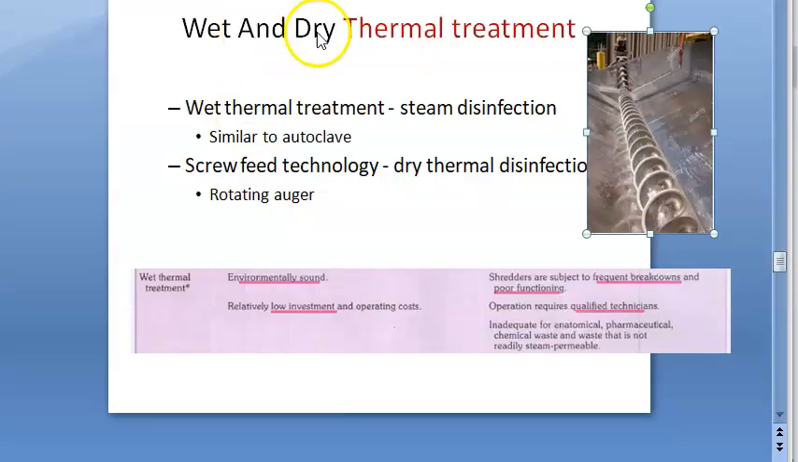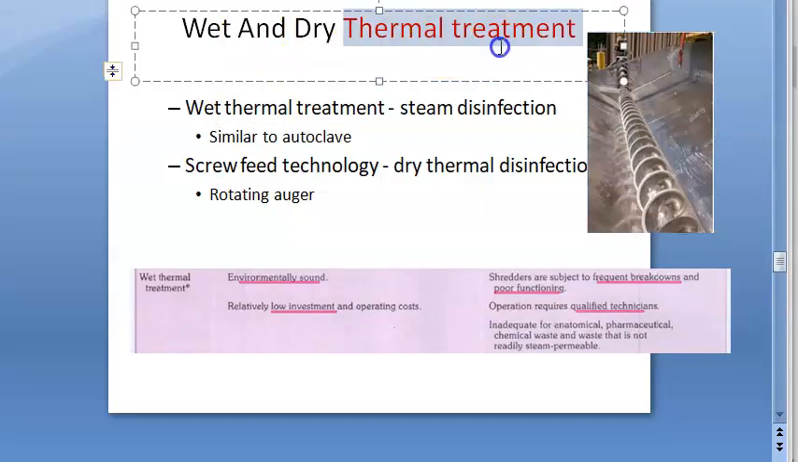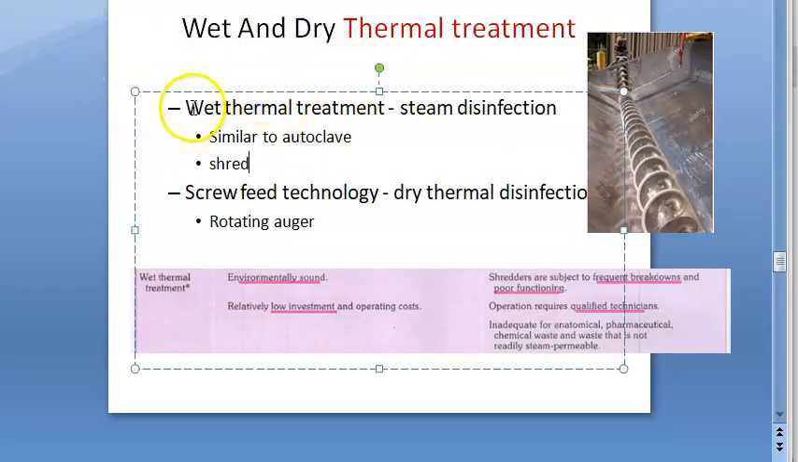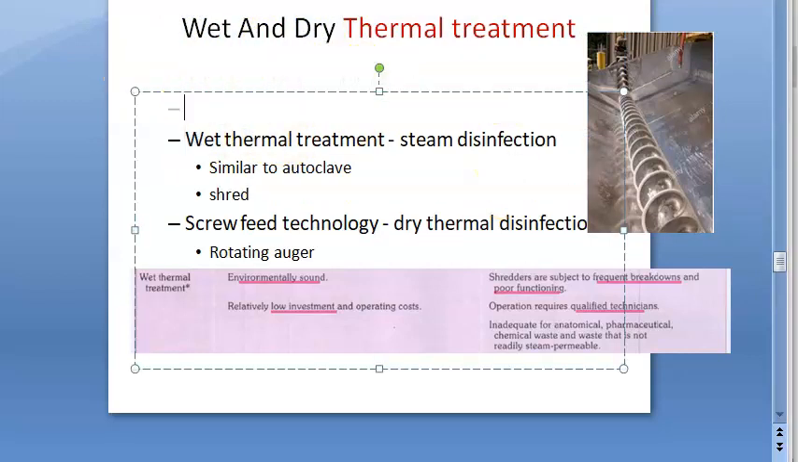Moving on, guys, wet and dry thermal treatment. So this is nothing but thermal treatment. You can have wet thermal treatment or dry thermal treatment. Remember, you will always shred, okay? First you will shred and then you will give thermal treatment. Wet thermal treatment means what? Steam disinfection. Very similar to autoclave.